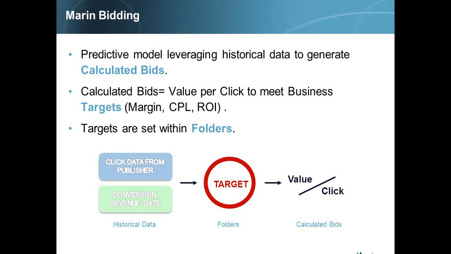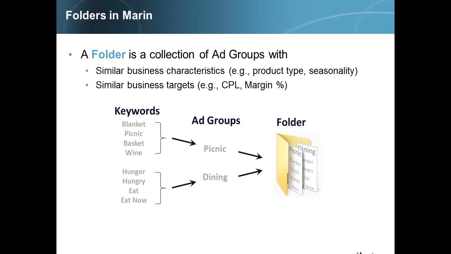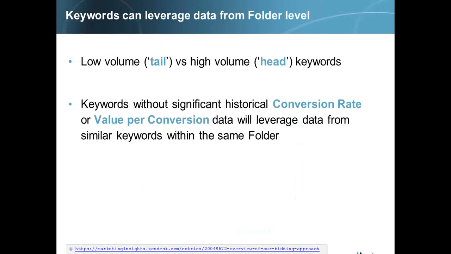So Marin Bidding uses a predictive model that utilizes historical data to generate calculated bids. These calculated bids are the value assigned per click to meet your business targets. The targets are set within folders. A folder is a collection of ad groups with some form of similarity, such as similar business goals. These business goals could be a product type or a seasonality target, or similar business targets, such as a specific cost per lead or a margin percent. Rules and targets, as mentioned before, are set at the folder level within Marin. So that should be kept in mind as you start setting up your folders.